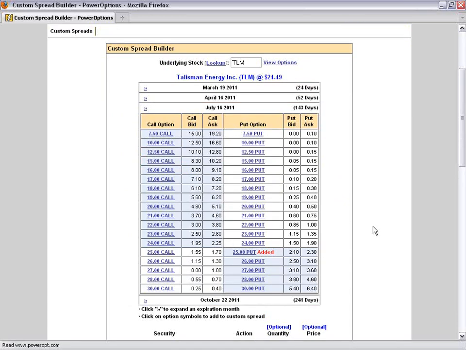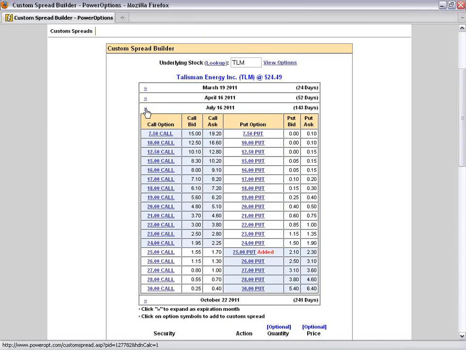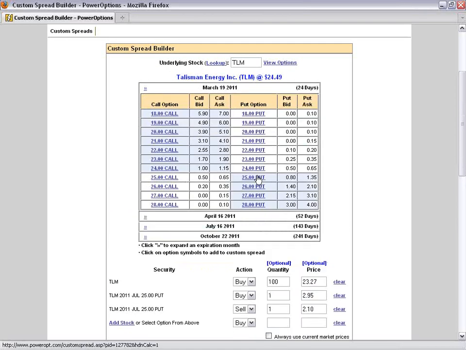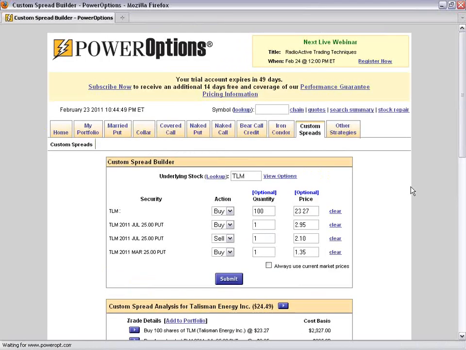July 25 put, and I'm going to sell to close it at 210. That was the natural bid price. And then I'm going to simulate buying the March 25 put for 135. Man, that's a wide bid-ask spread, isn't it? Jeez. It's a little bit wide there. All right, anyway, March 25 put, we're going to buy 1, and we'll leave the natural ask at 135. I could probably get in between that a little bit, but that's all right.